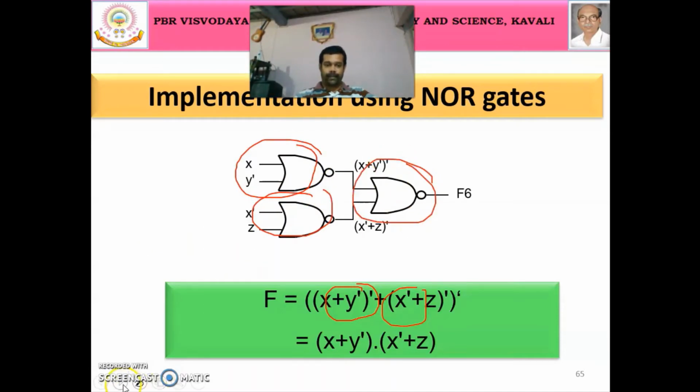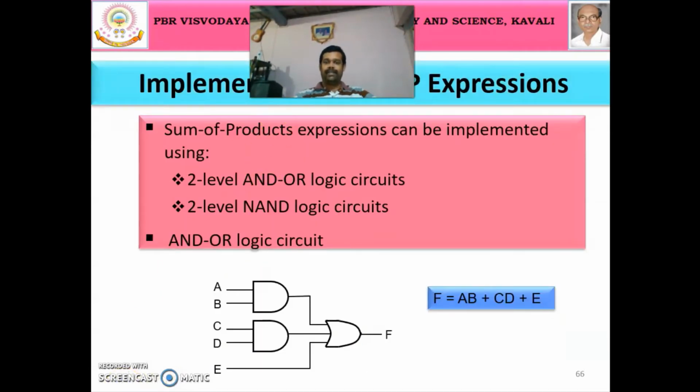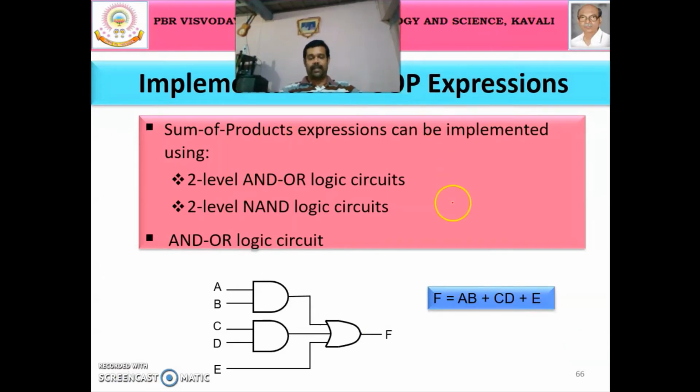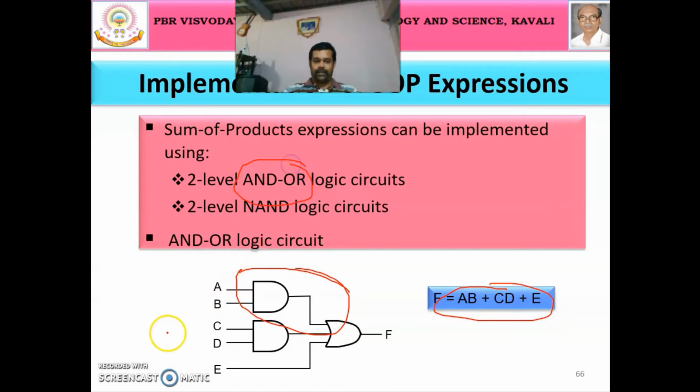Now next, implementation of SOP expression. So if you want to implement anything using NAND gate, then the expression must be in SOP. So this is a sum of product expression, a sum of product logic diagram. So in order to implement using NAND gate, you need an AND OR circuit.